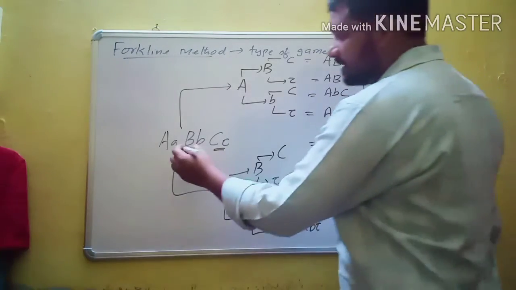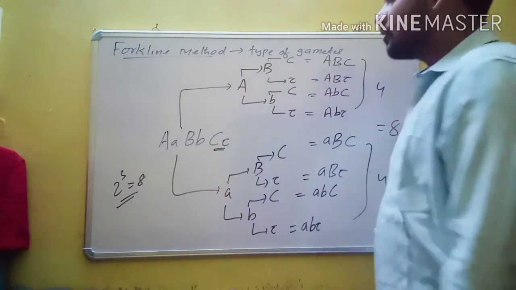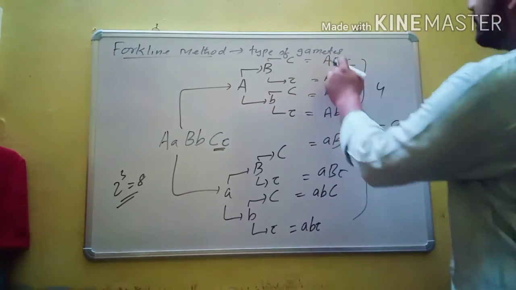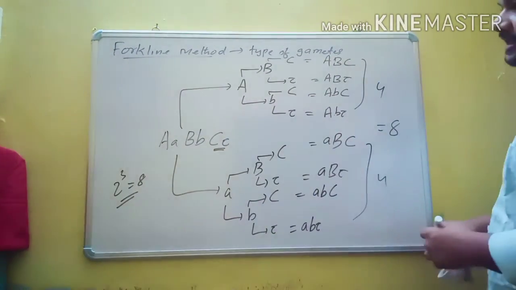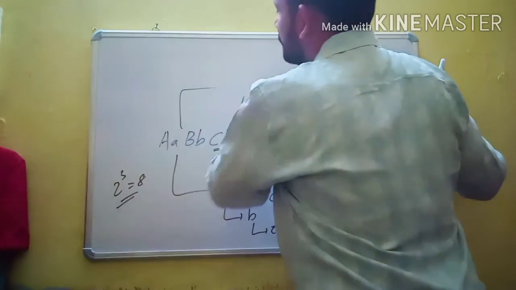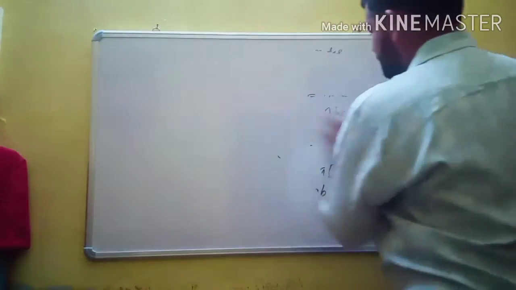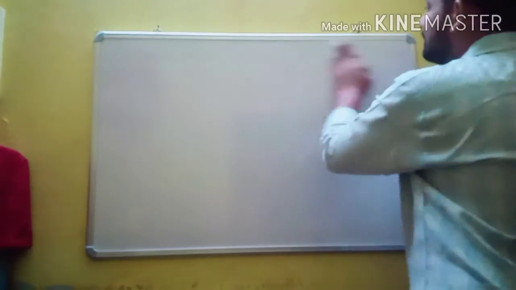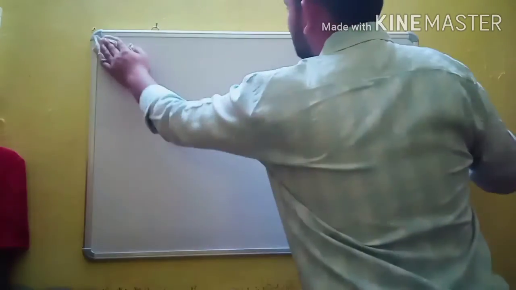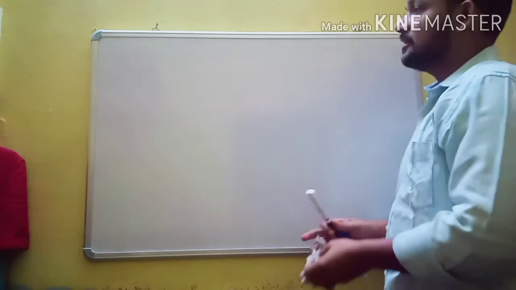So from the given genotype it is 2 to the power of 3, which means a total of 8 gametes will come. So these are the total 8 gametes from the given genotype. These are some shortcut techniques to separate the type of gametes from the given genotype. For the type of gametes we use the fork-line method. For the number of gametes we use the 2 to the power of n formula.